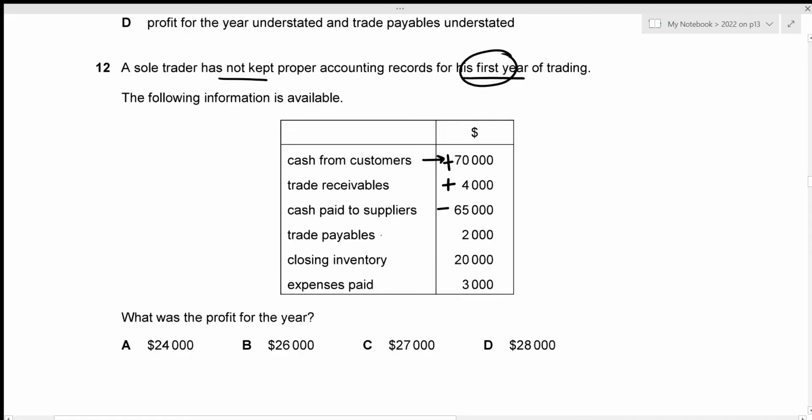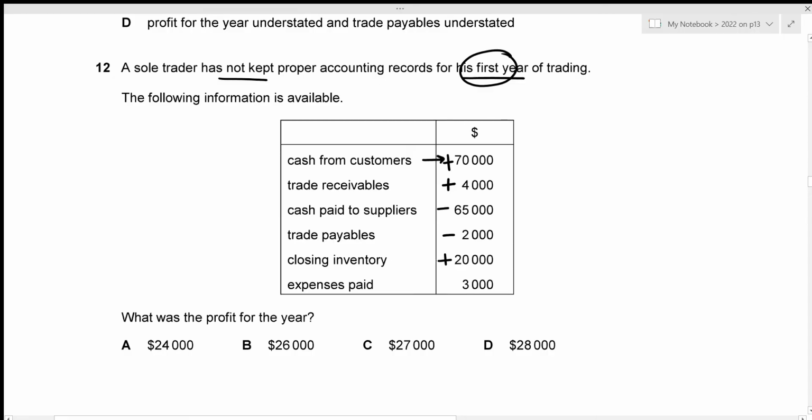And since this is our first year of trading, this entire value of the trade payables relates to this year's credit purchases. And no matter whether it is a cash or credit, purchases should always be deducted. So I'm just going to subtract this value of 2,000. Then we have our closing inventory. Closing inventory should always be added when trying to figure out the profit.